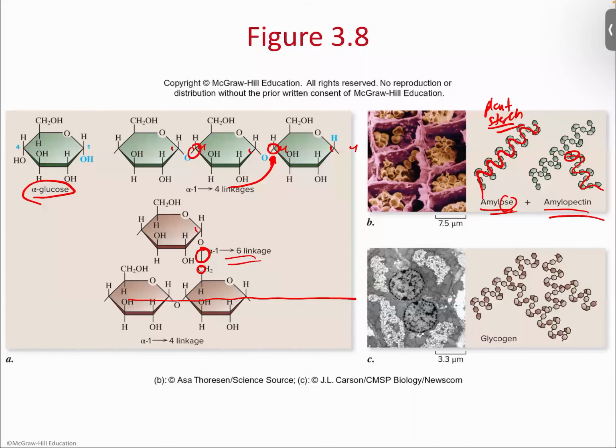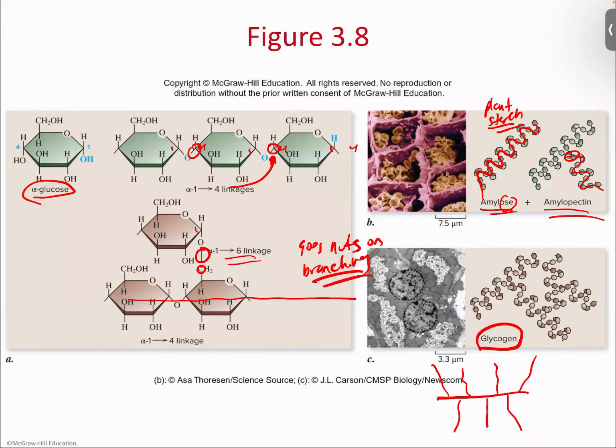But then what we want to do is compare it to the animal version, right? Glycogen. Now, glycogen basically goes to town on branching. That's what animals do. So here's our chain, and then we're going to start adding a bunch of branches. And this is what animals do. So here's a side chain. I'm going to add one here, one there, one there, one there, one there. And there's another one right on the tip. Maybe one right there. And then I'm going to start adding side chains to my side chains.